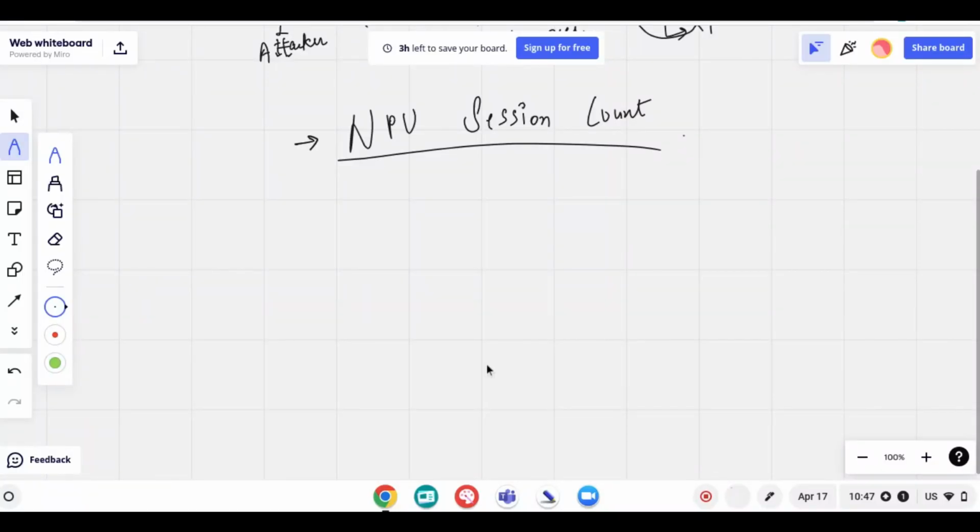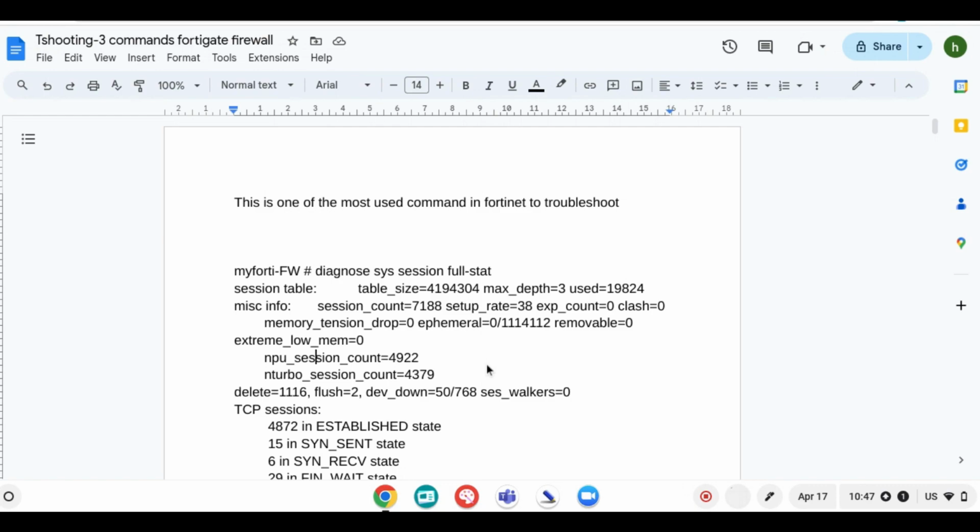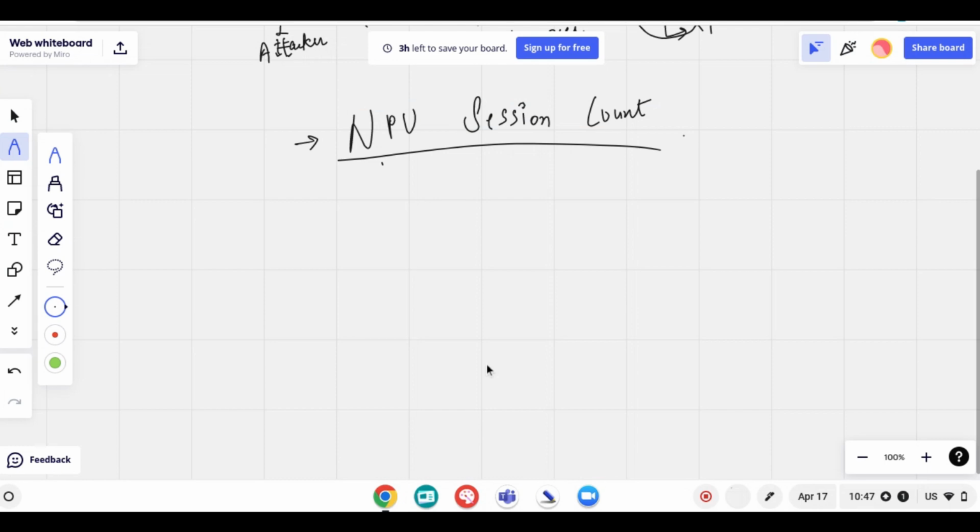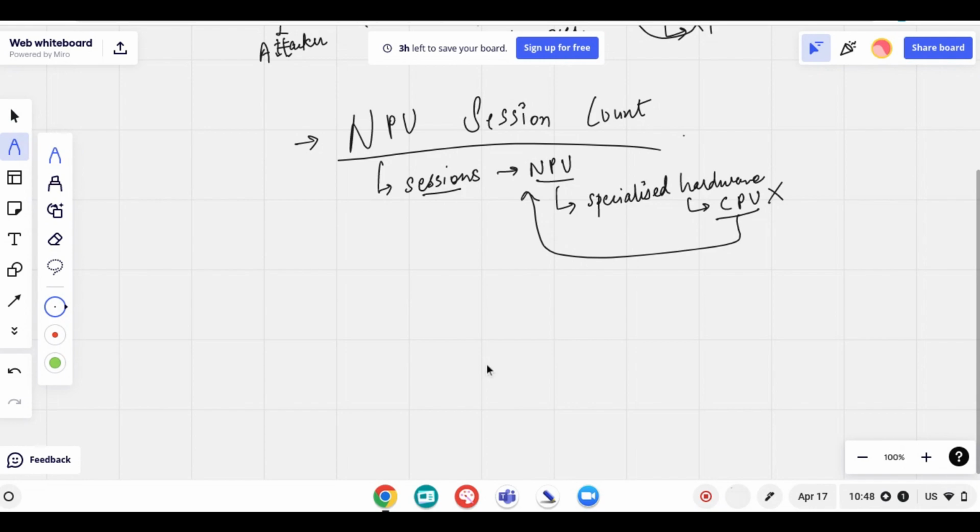Now we will be covering NPU session count. So you can see that we covered extreme low memory. Now it's NPU session count. Under NPU session count, this is basically the number of sessions that have been covered or managed by the network processing unit. Okay, so these are the tasks handled by specialized hardware rather than the CPU. So they are not using the CPU; the tasks go to the NPU to handle it.